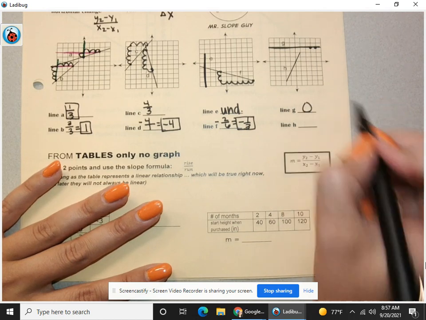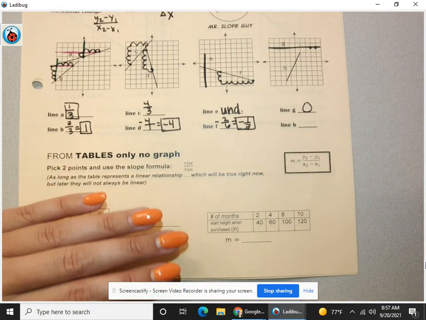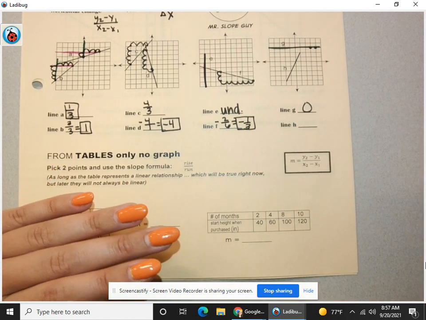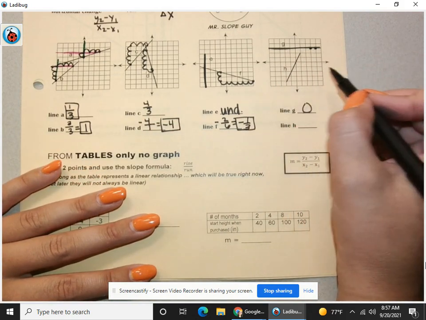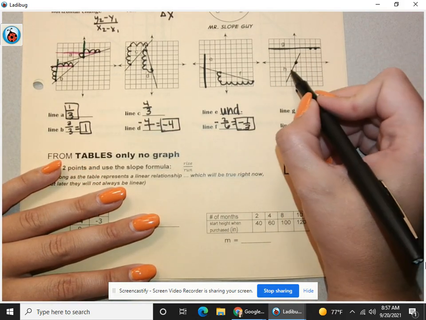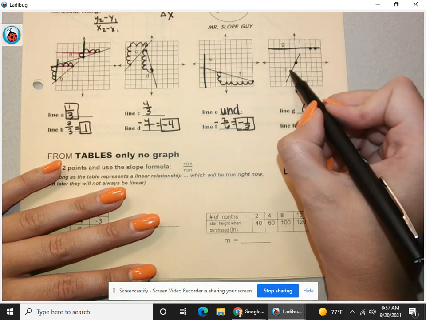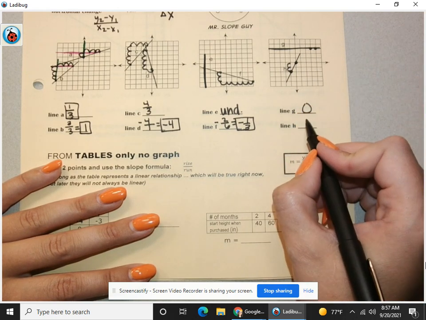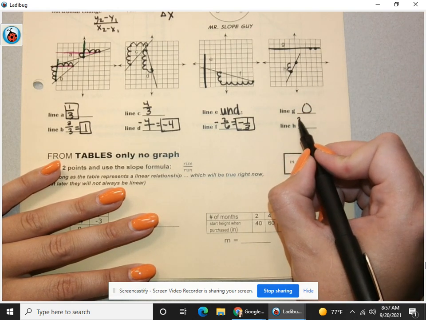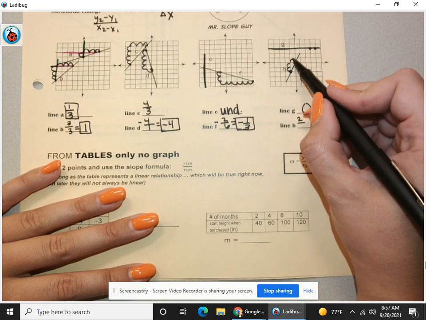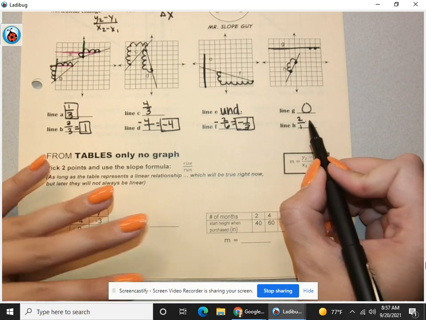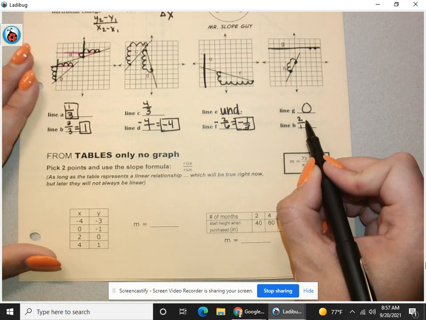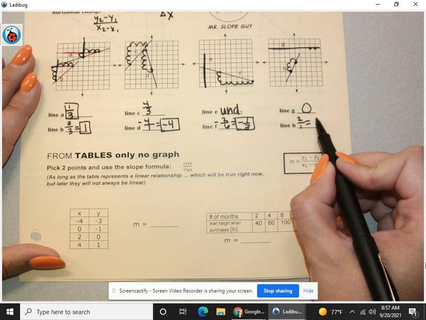What about line G? What's my slope? 0. Now line H doesn't have 2 points, so you have to find 2 points. So I'm going to find where there's an intersection. It looks like there's an intersection there and there. So how much do I rise? 2. How much do I run? 1. Is it positive or negative? Positive. And it reduces to?